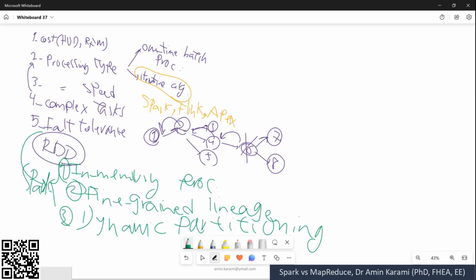So finally, okay, who is the winner now of this battle? MapReduce or Spark? With the consideration of these five measurements, you can find out how to go ahead with Spark, or with MapReduce, or with a combination of both.